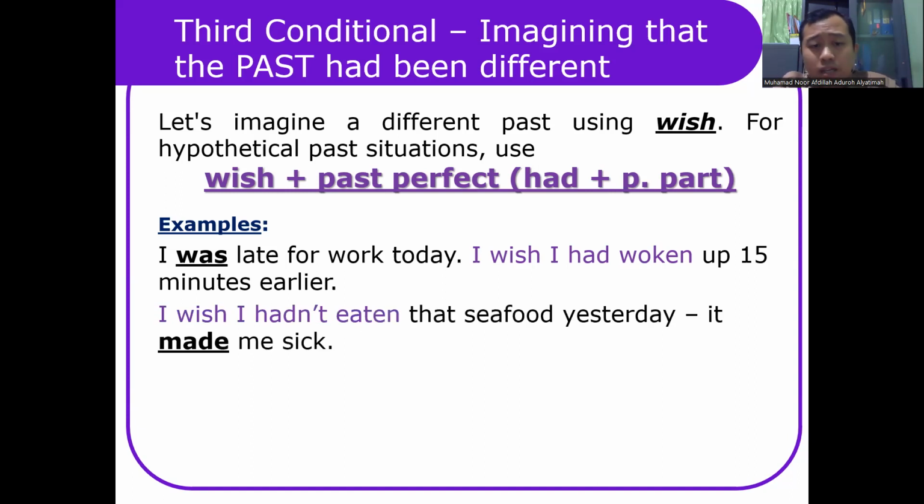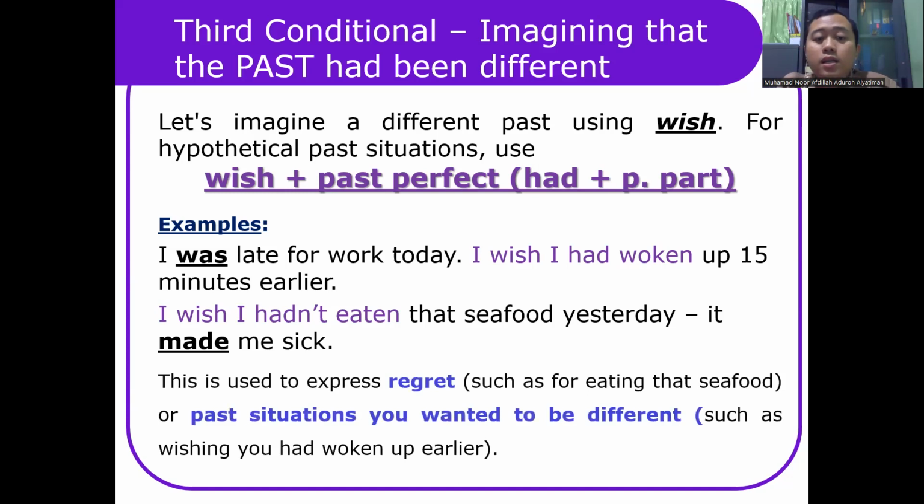And then, I wish I hadn't eaten this seafood yesterday. It made me sick. I wish I hadn't eaten. I wish plus past perfect. And for the main sentence, it made me sick, we can use past tense. This is used to express a regret, such as for eating that seafood, or a past situation you wanted to be different, such as wishing you had woken up earlier.